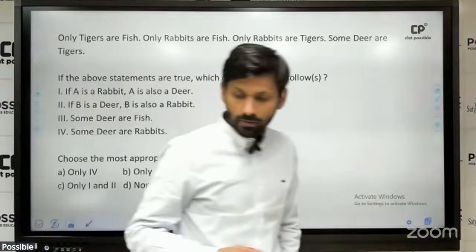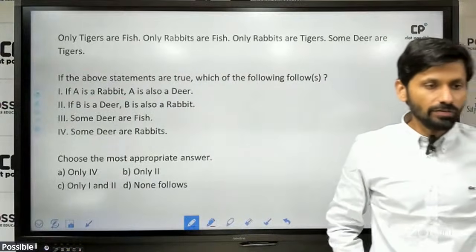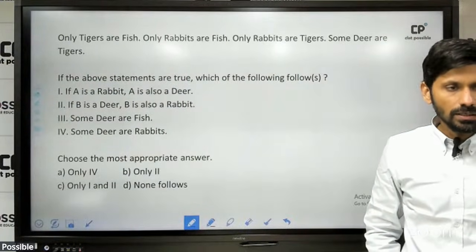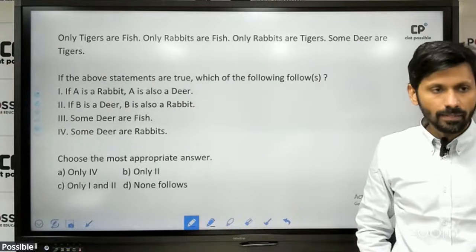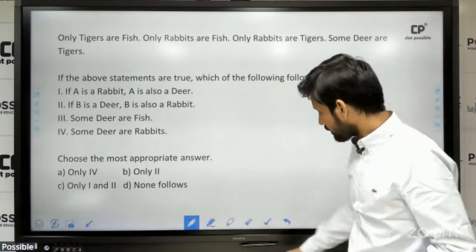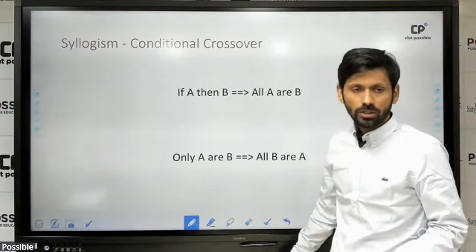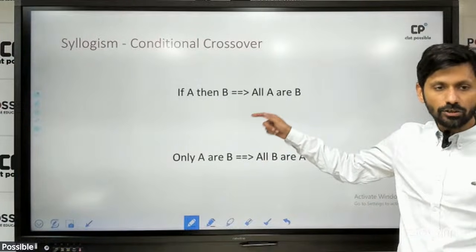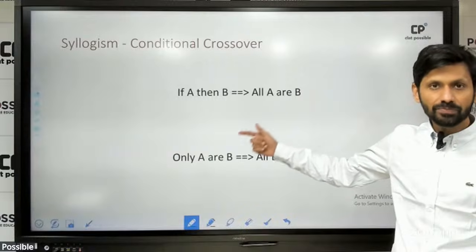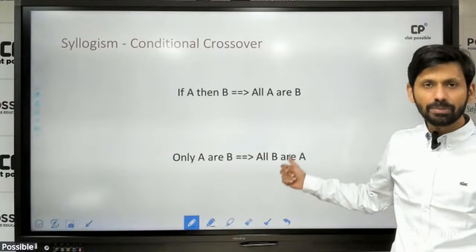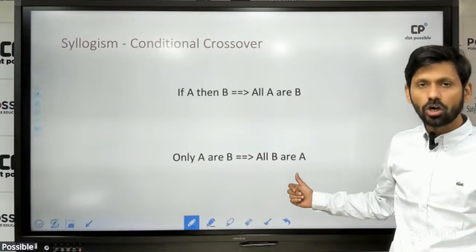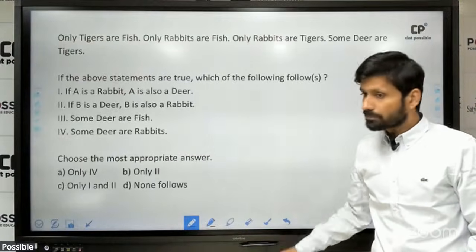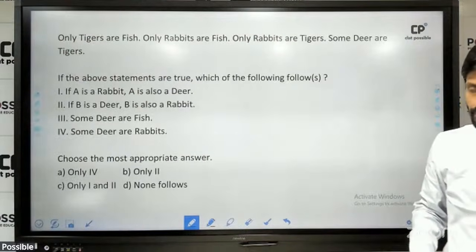Okay, all right, so there was a slight disruption, everyone, but we are starting from where we left off. We were solving this question, and right before this, we were treating if A then B as a logically equivalent statement to all A are B, and only A are B is logically equivalent to all B are A. Right? With this in mind, let's solve this question.